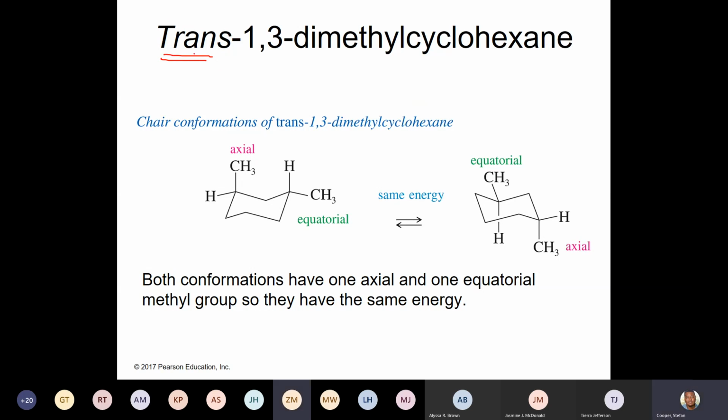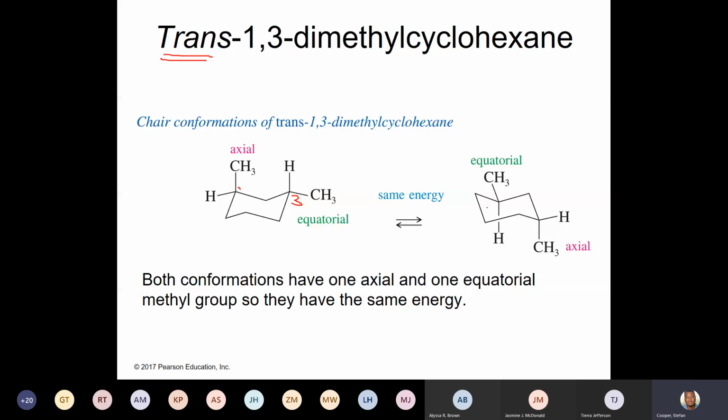The opposite side. Yep, opposite, right? So if I look at position 1, and this is 3 right here, right? If one position has a substituent on top, or in this case it would be methyl, the other position has to have that substituent where? Bottom, right? So I got one axial and one equatorial.